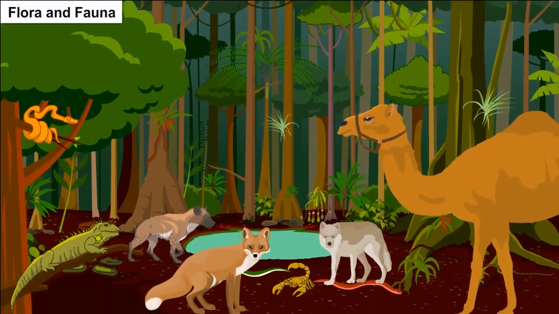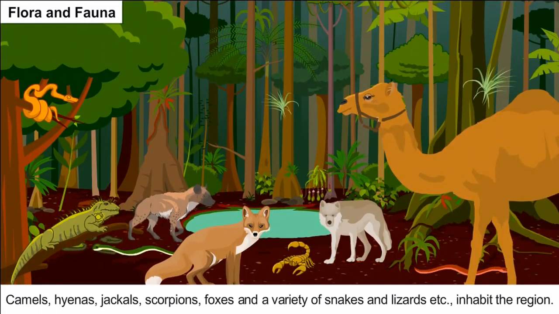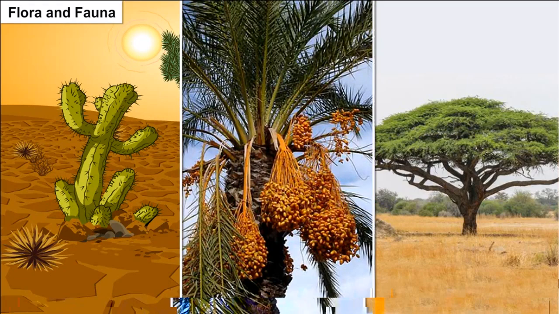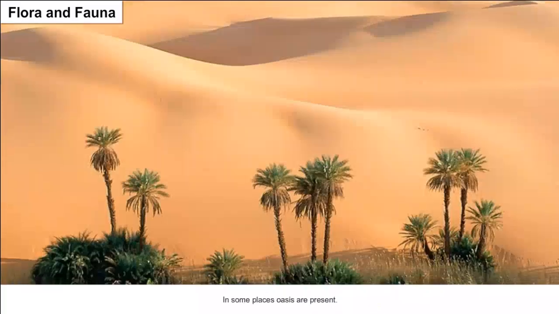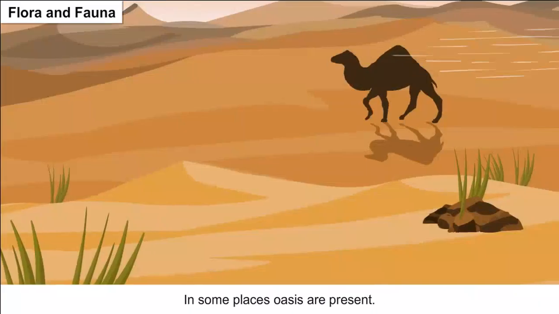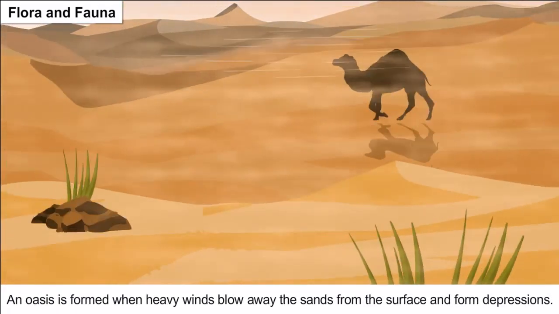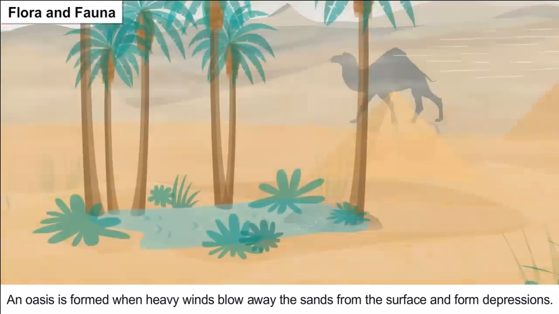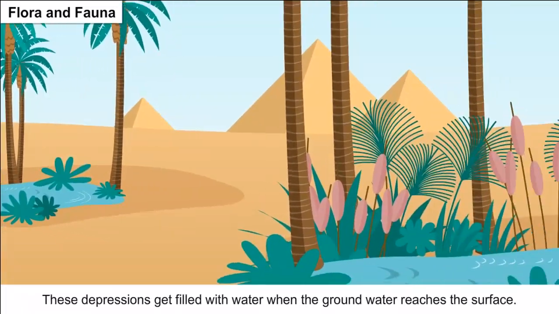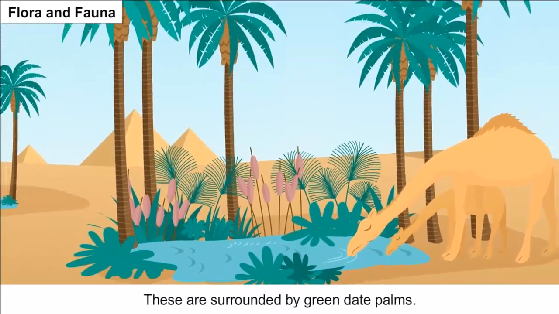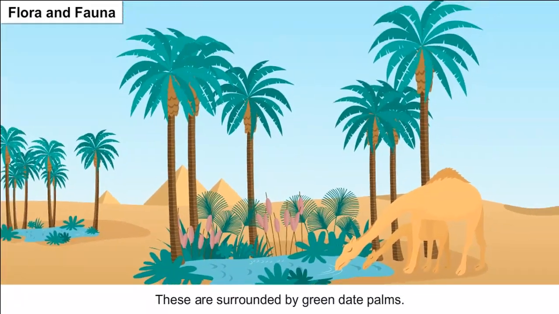Flora and fauna. Camels, hyenas, jackals, scorpions, foxes and a variety of snakes and lizards, etc. inhabit the region. Cactus, date palms and acacia are commonly found here. In some places, oases are present. An oasis is formed when heavy winds blow away the sands from the surface and form depressions. These depressions get filled with water when the groundwater reaches the surface. These are surrounded by green date palms.